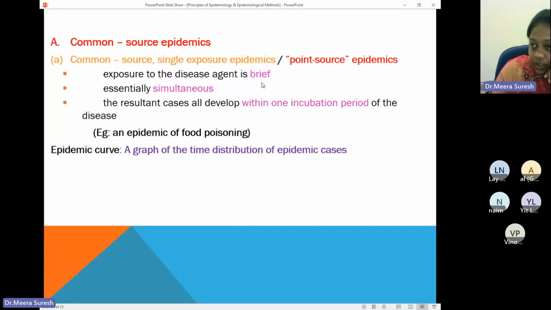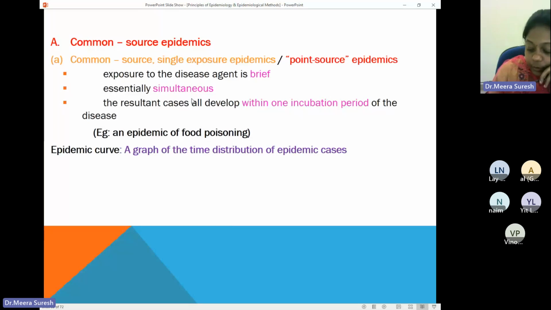So the exposure was for a small period of time, a brief period, and it was simultaneous. Like all of those, you got infected almost at the same time. There may be a variation of an hour or so, but not like one week. You all went there and you got the food poisoning.